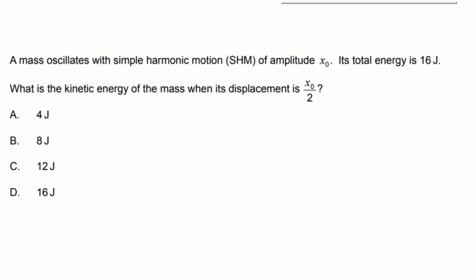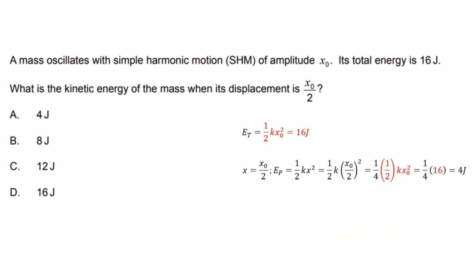Okay, so for this, I think it's first worthwhile remembering that the total energy is given by half of k times x naught squared. Now, x naught is our amplitude, as mentioned before, and that's equal to 16 joules. And we're going to use this relationship later in order to see what happens with the kinetic energy. Now, in SHM, the total energy is the sum of the kinetic and the potential energies.